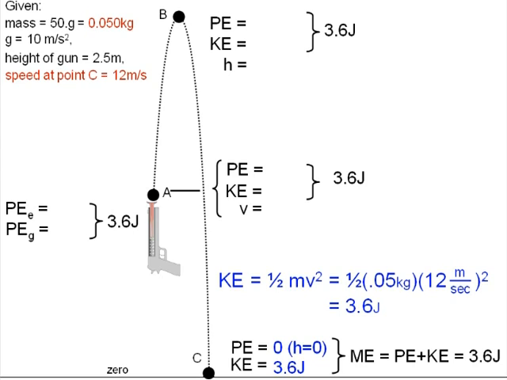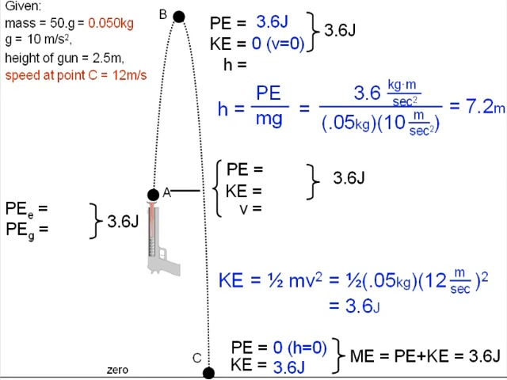Next, up at the very top, I know the speed at the top of the parabola is 0, and that means the kinetic energy has to be 0 at the top. So if my total energy is 3.6 and the KE is 0, that means all of that energy has to be potential energy. I can use the PE formula to find the height by dividing by mg. So 3.6 divided by 0.05 divided by 10, I got 7.2 meters for the height.